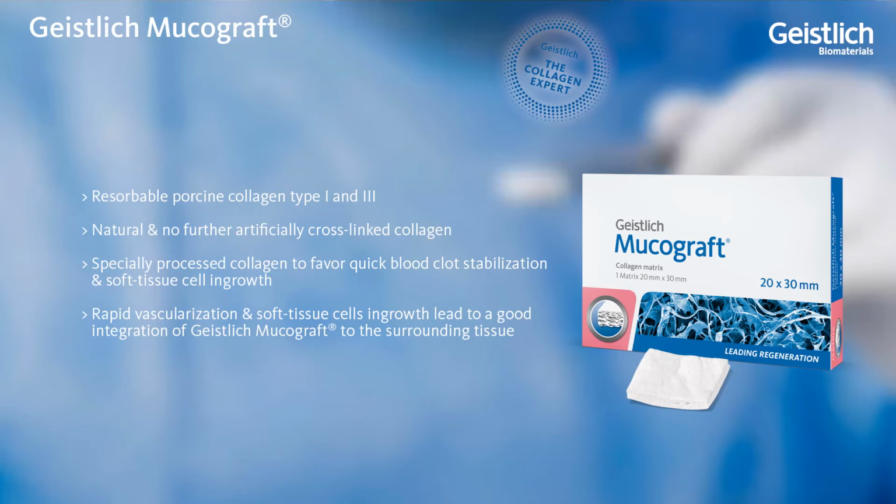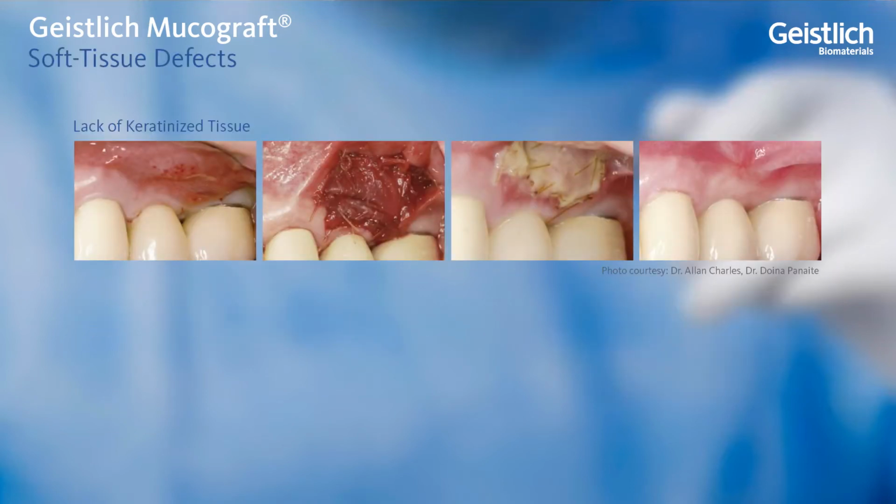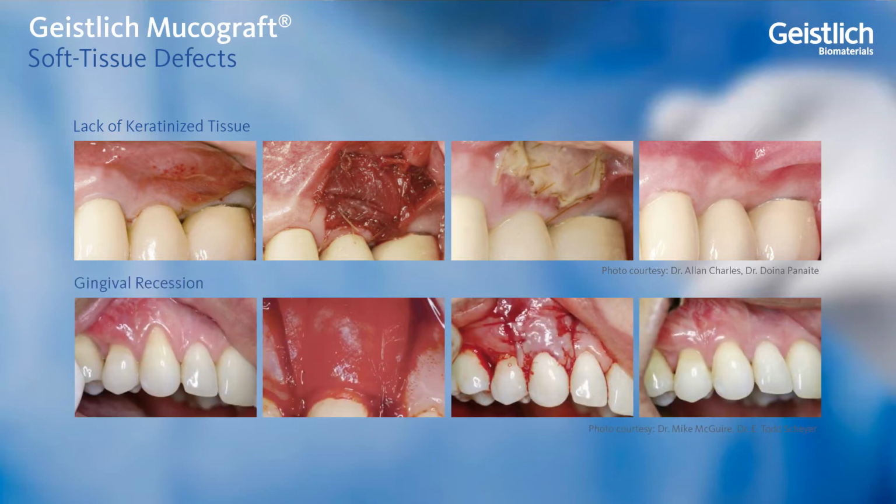Manufactured with reconstituted type 1 and type 3 porcine collagen, Geistlich Mucograft integrates into the recipient site with rapid vascularization and minimal inflammation. When surrounded by keratinized mucosa, the cells from the neighboring connective tissue will infiltrate into the matrix and regenerate new keratinized tissue. Similarly, as a biological support under a coronally advanced flap, Geistlich Mucograft helps maintain long-term root coverage.